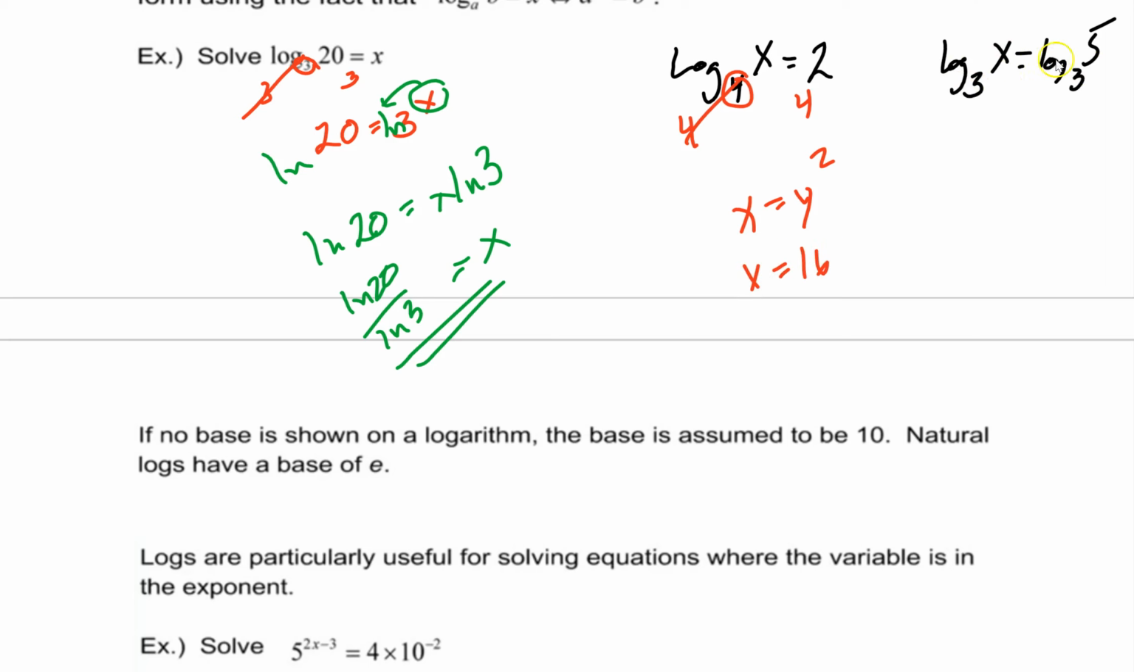Over here, same thing. There's a log on both sides. That makes it even easier. Take the base of both sides. You get x equals 5. Right, that's how you solve that problem. So people ask, what if these don't match? Well, then you can't solve it. But that's the general idea.